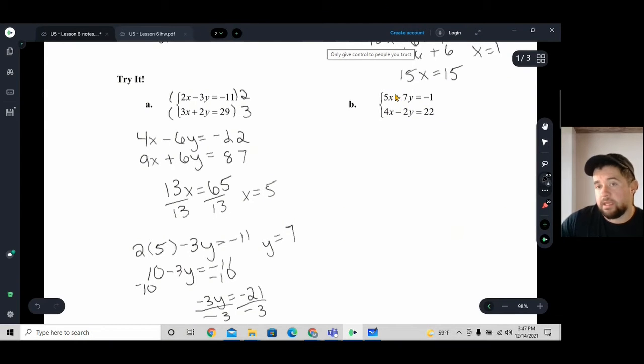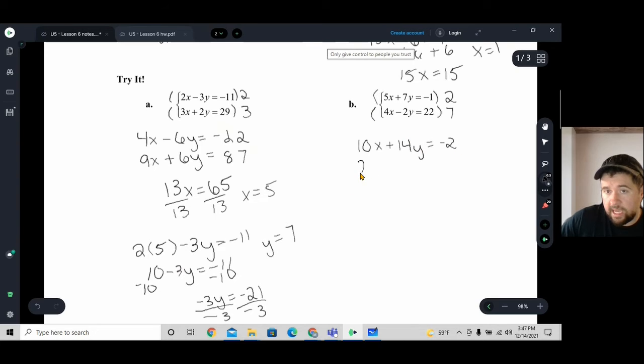I'm going to look at B. I noticed that my y is positive in my first equation, it's negative in my second. These two share a common multiple of 14. So I'm going to take my top equation and multiply it times 2. I'm going to take my bottom equation and multiply it times 7. So 10x plus 14y equals negative 2. And 28x minus 14y equals 154.